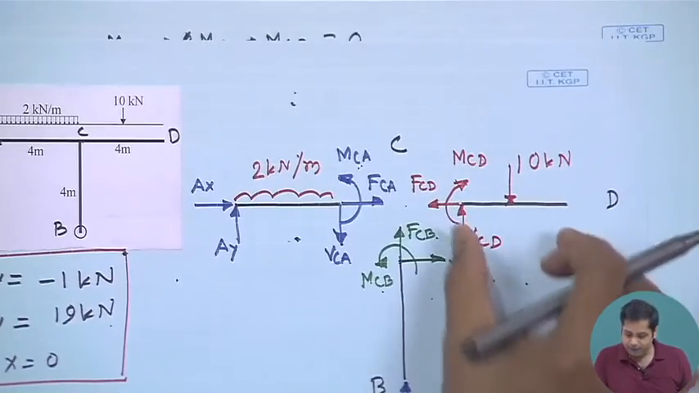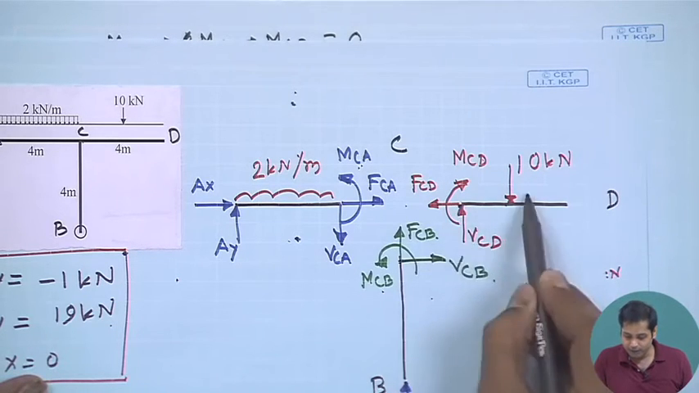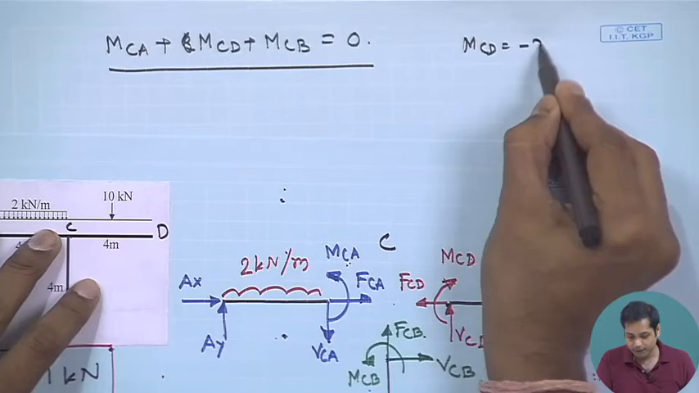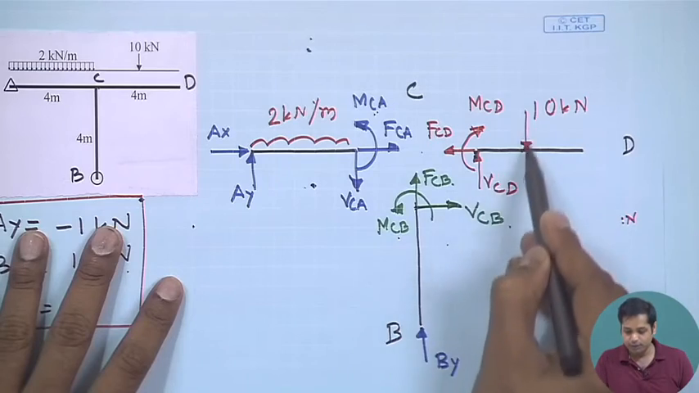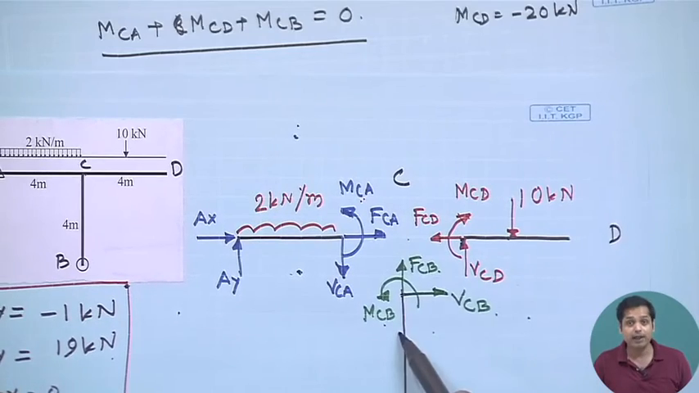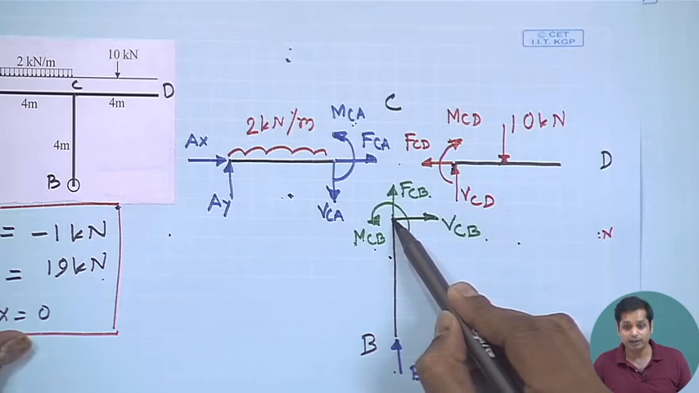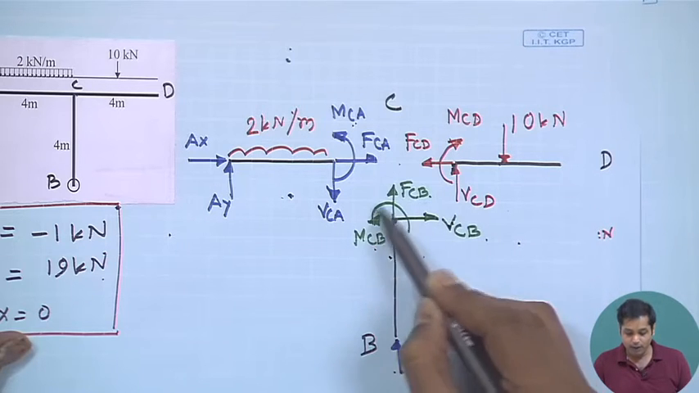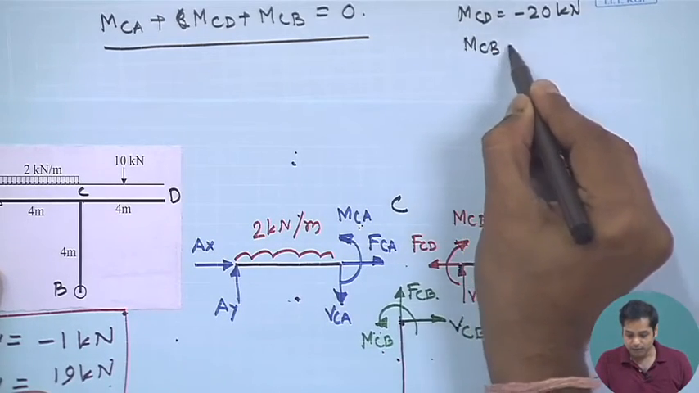Now let us draw the free body diagram of this part. If we take moment from here, we get MCD is equal to -20 kilonewton. Taking moment from here, this force will contribute, this distance is 20, so MCD will be -20 kilonewton. Now you take the free body diagram of this part and apply the equilibrium condition with summation of moment at this point. These two forces will not contribute, only MCB will contribute, and then MCB is equal to 0.